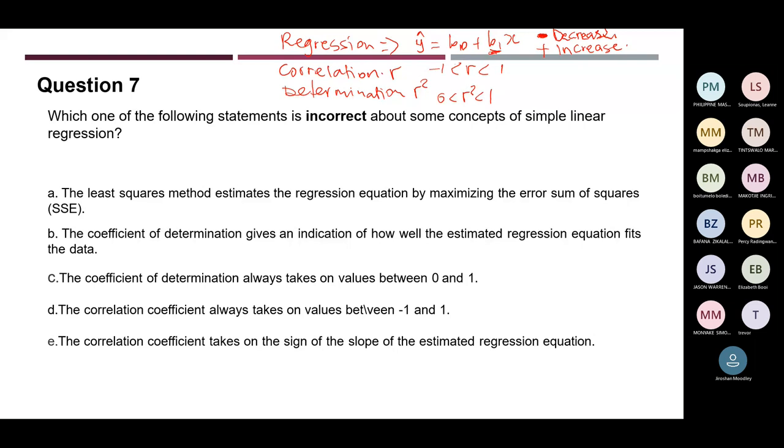What else do you need to know about these two things? That's all for now. Otherwise, go and read more about the properties of regression. Remember also the scatter plot.